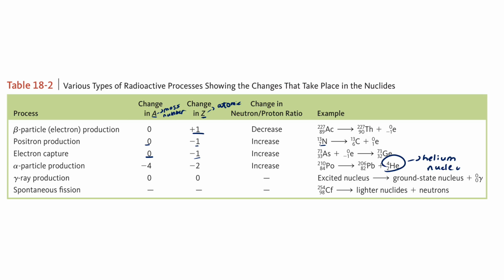You have gamma ray production, where there's no change in mass number, no change in atomic number. So you have an excited nucleus that turns to a ground state nucleus plus a gamma ray. You also have spontaneous fission, wherein there is no change. So you have californium turning into lighter nuclides and neutrons.